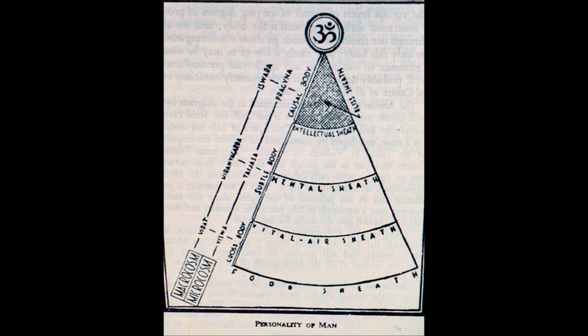So, Umaji, this diagram that we are looking at, the outermost, the food sheath, is the most pervasive and the most... No, subtle. It's the opposite. As you go inside, pervasiveness increases and the subtlety increases. True. Yes. And then to me, that example of H2O is the best one.